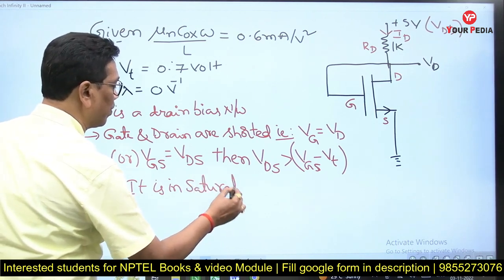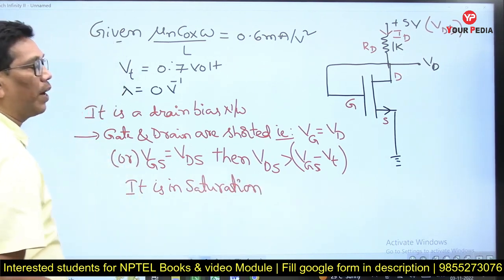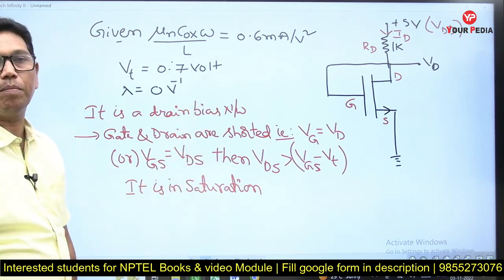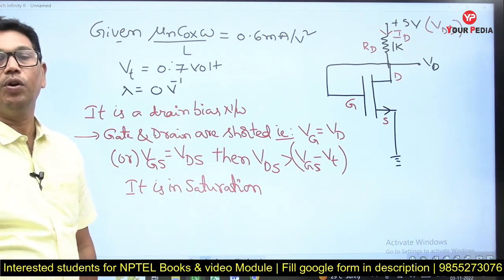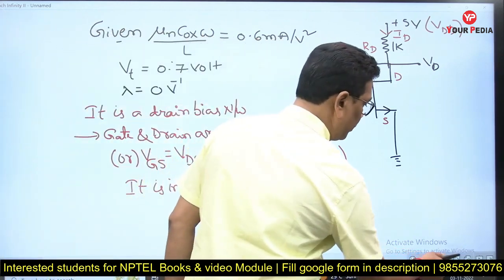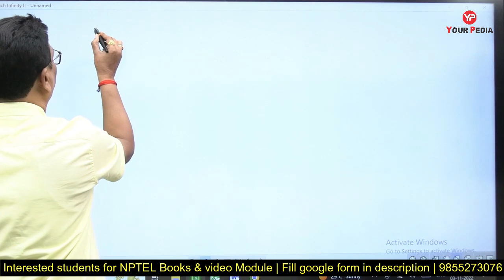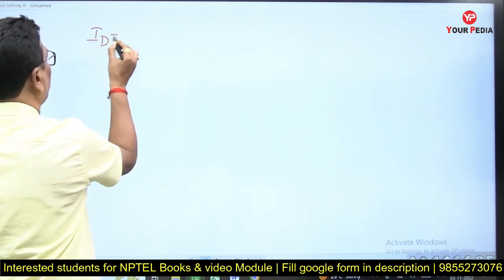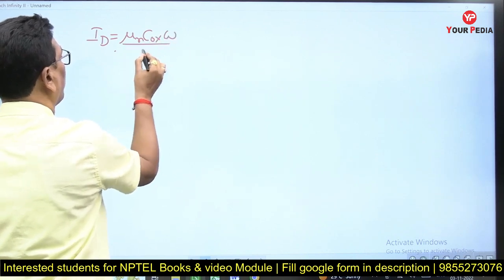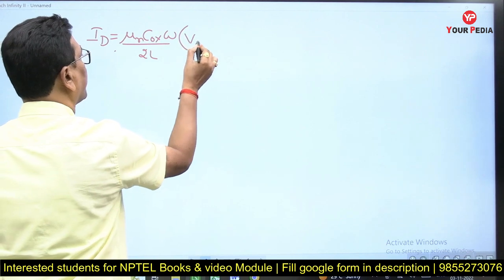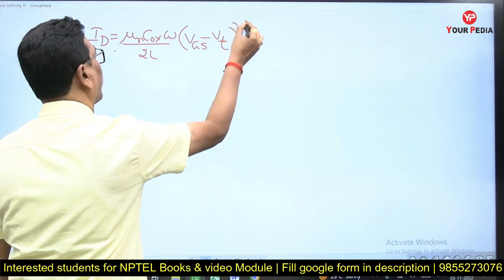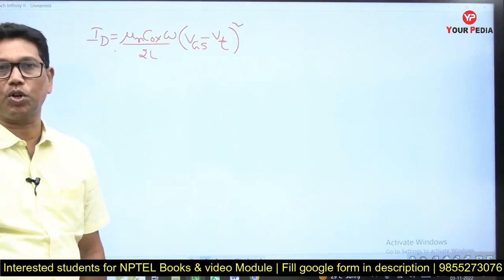It is in saturation, right? What is the formula for drain current in this saturation mode, you know just now? So ID equals mu n Cox W by 2L into (VGS minus VT) whole square. Now I can substitute that. This is the formula for drain current under saturation mode.